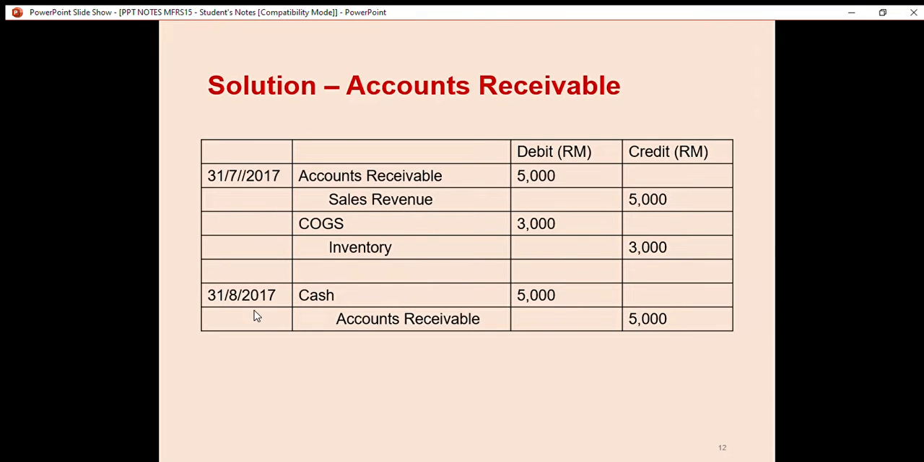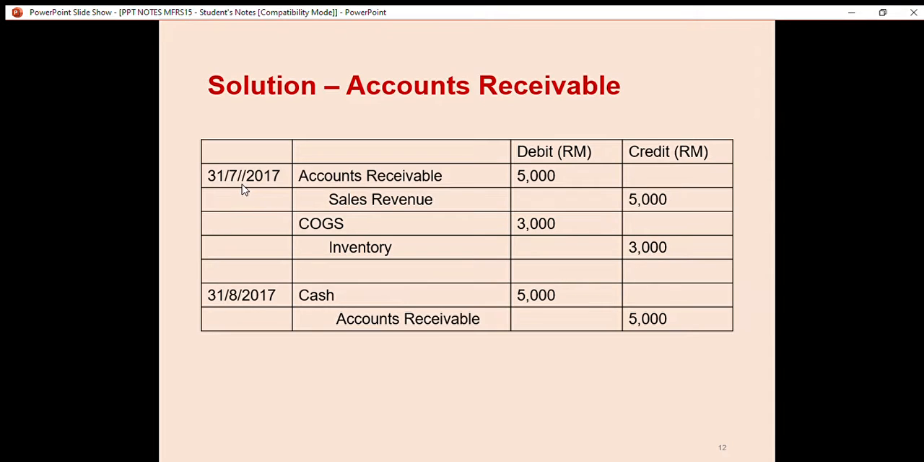And on 31st August 2017, this is when the seller receives payment from the customer. So we debit cash 5,000 and credit account receivable 5,000. On 31st August, we credit account receivable because we need to offset the account receivable 5,000 that we recorded on 31st July. So we offset it by crediting account receivable 5,000 on 31st August 2017.